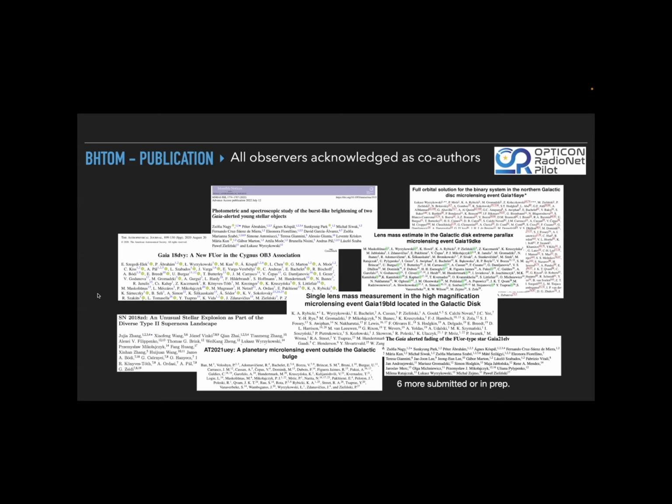And as I mentioned many times, all observers are acknowledged and offered co-authorship. So you see quite often the author lists are very long. But I think it's a fair point that people contributing with their observations need to be credited for their work and their observations.